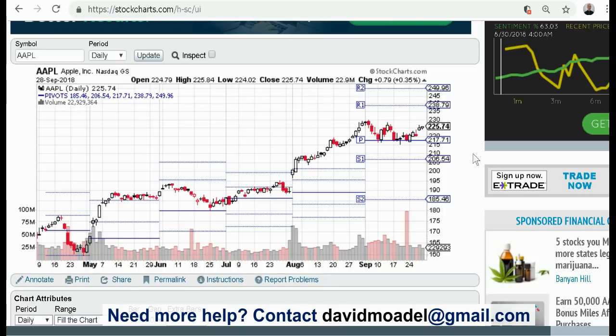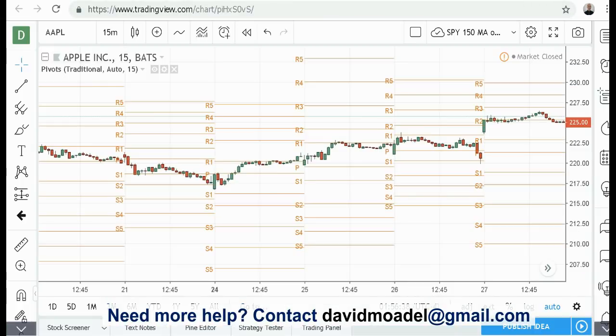So that's what it would look like as a swing trader. If you're a day trader, that's cool. You can go to tradingview.com. I should have put the volume bars on here, but this is the Apple chart, and it's the 15-minute chart. Day traders might use the 15-minute, 5-minute, 1-minute, whatever you like.